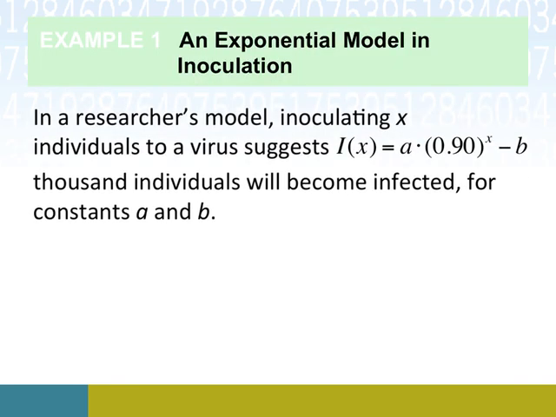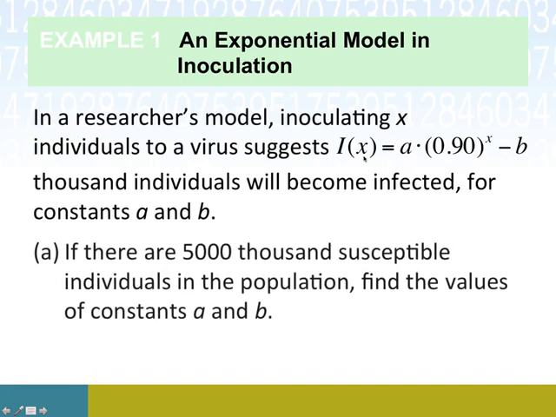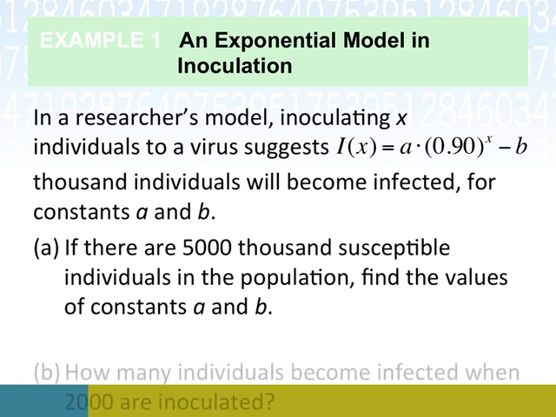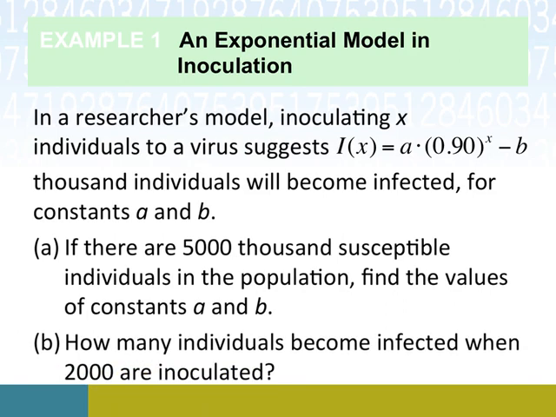Okay, so one researcher's model suggests that inoculating x people to a virus follows this model. I of x equals some constant times 0.90 to the x minus some other constant. And this is in thousands of individuals, and that's how many people will get infected if we inoculate x people. Okay, so if there are 5,000 susceptible people, we're supposed to be able to figure out what constants a and b might be. And then we'll follow that up with how many individuals get infected according to this model when you inoculate 2,000.